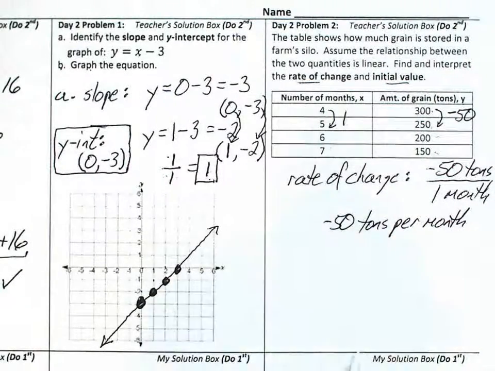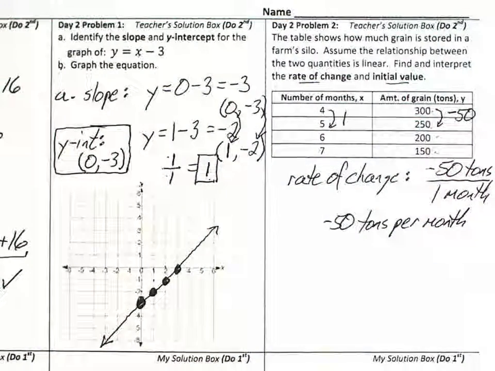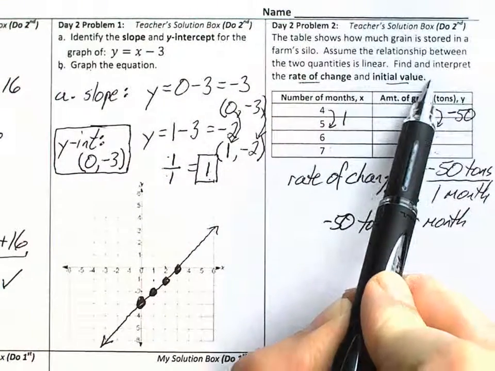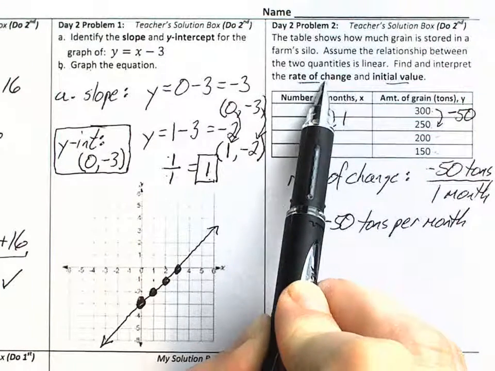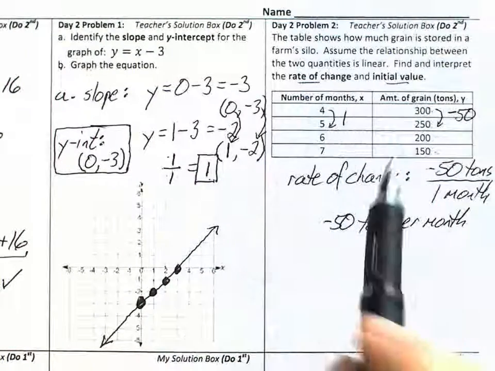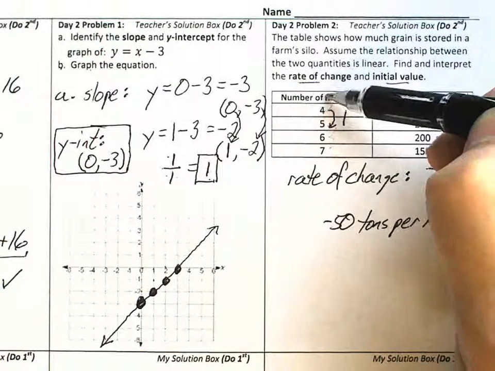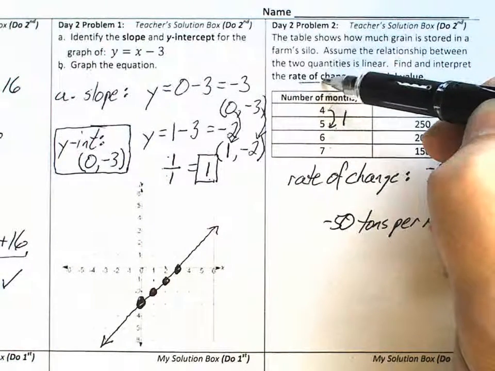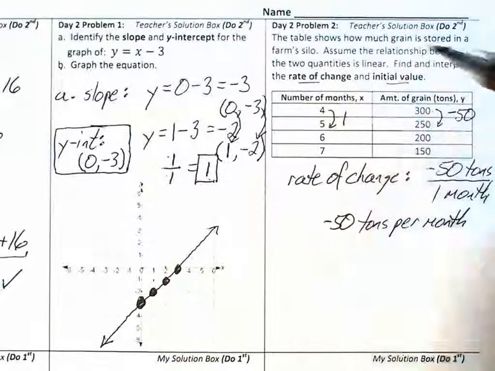Now another thing we were asked to figure out is the initial value, meaning how much grain was in the silo initially to start with. That's like finding the answer for y when x is 0. But the table doesn't have a row where x is 0. It begins with a row where x is 4. We're going to need to work backwards in the table to find the amount of grain for 3 months, the amount of grain for 2 months, and so on backwards until we get to the 0th month.